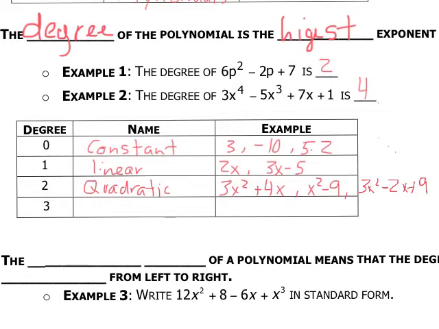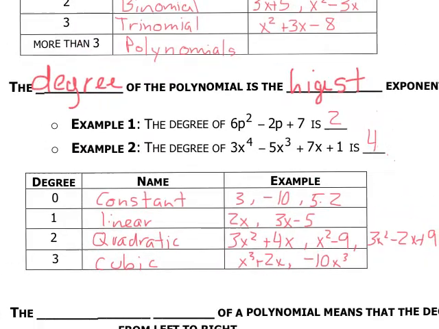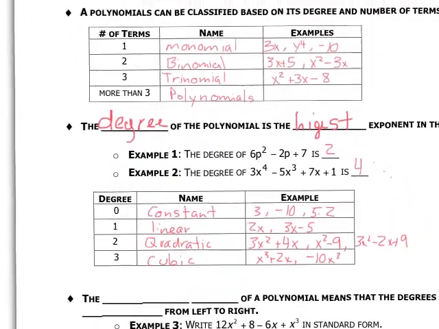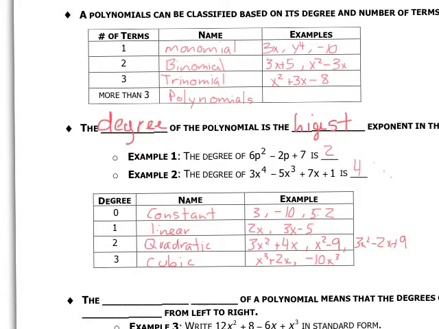Okay, and then a highest exponent of 3, so like x to the third plus 2x, or negative 10x to the third. Either of those has a highest exponent of 3. Those would be cubic. So again, we have two ways of naming them. We have the name based on the number of terms: monomial, binomial, trinomial, polynomial. And then we have the name based on the degree, the highest exponent, which would be constant, linear, quadratic, cubic. Those are two different ways of naming.